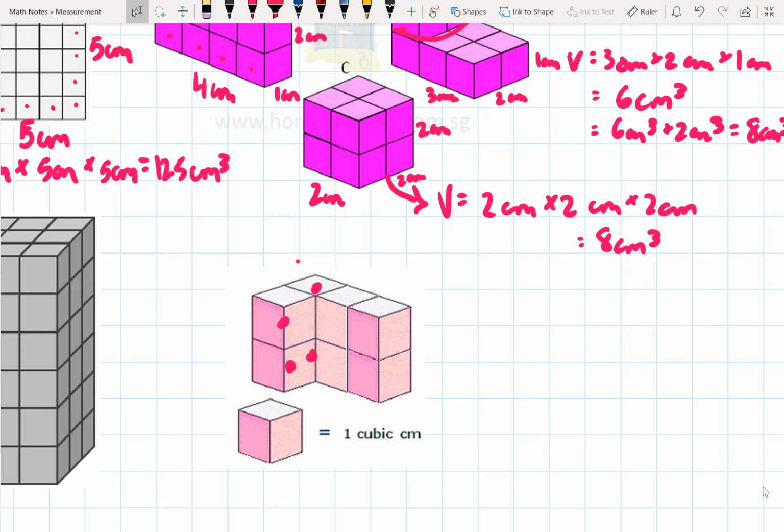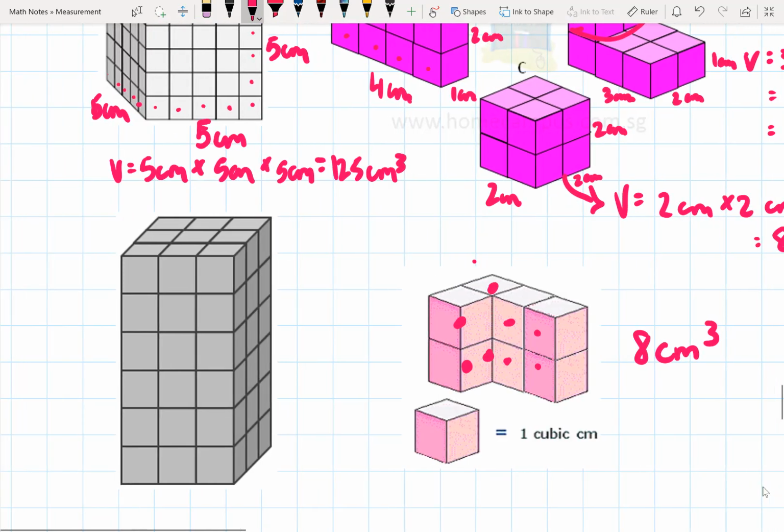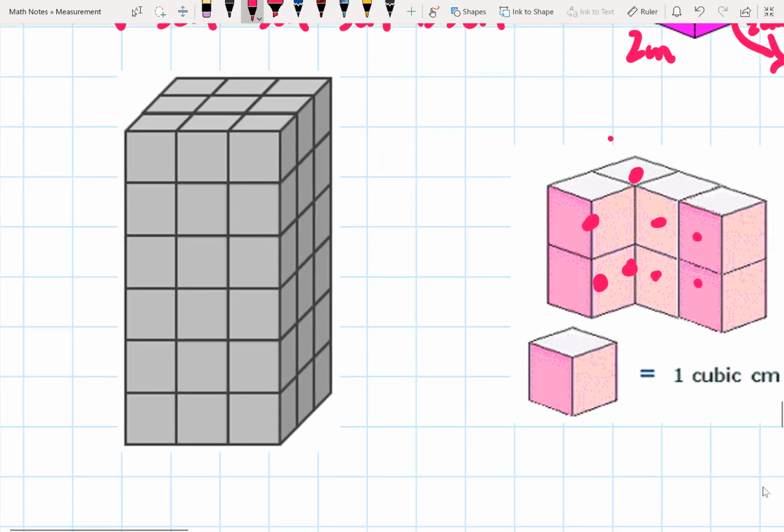1 cube, 2 cubes, 3. There's one in behind here, 4, 5, 6, 7, 8. So the volume of this geometric solid is 8 centimeters cubed. And then this one's nice and in regular shape. So I can go 1, 2, 3, 4, 5, 6. It is 6 centimeters high.